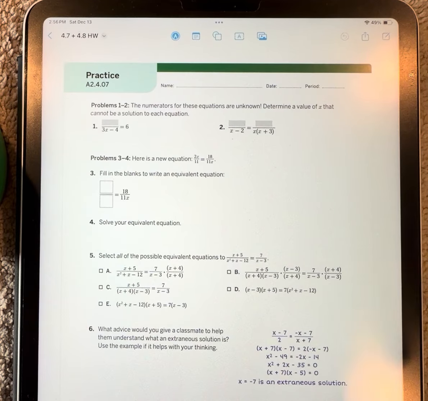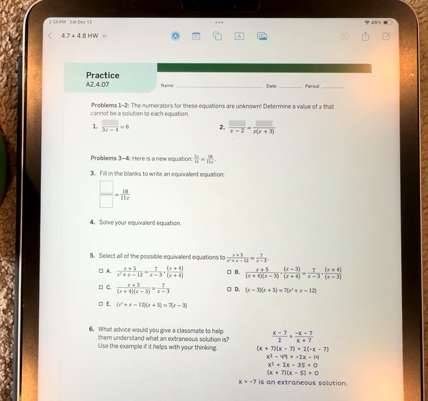Okay, here we are for 7. We're going to solve some rational equations. The numerators for these equations are unknown. Determine a value of x that cannot be a solution.